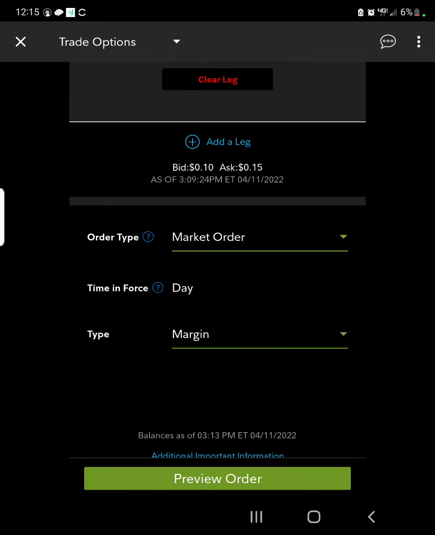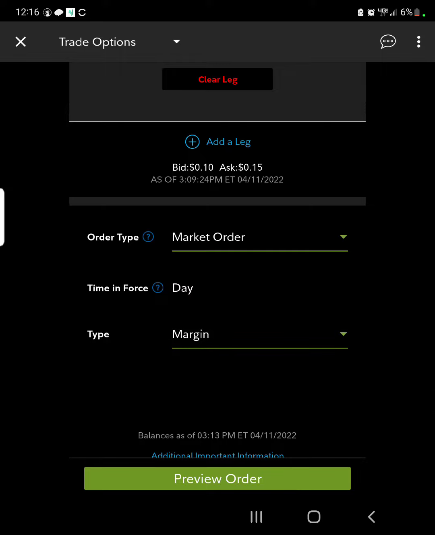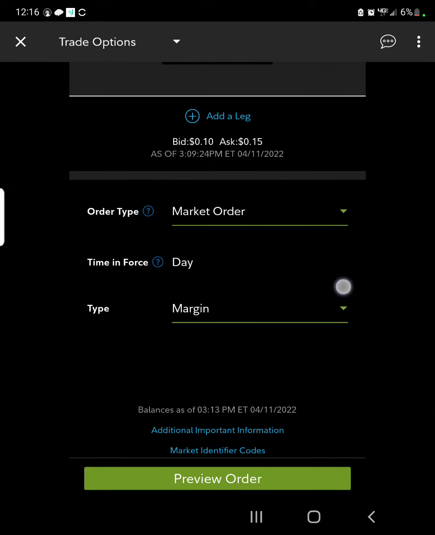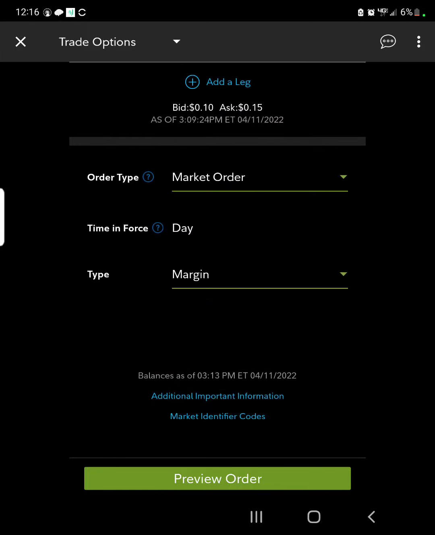But just to show you how it works, I'm going to leave it at market, time in force. Type for me is going to be margin. For you, it might be cash. It's up to you. But I'm going to go down here, and then now that that's in, I'm going to click preview order.